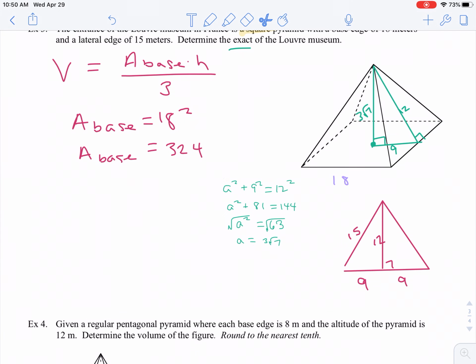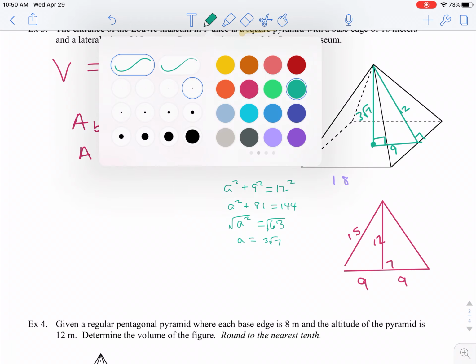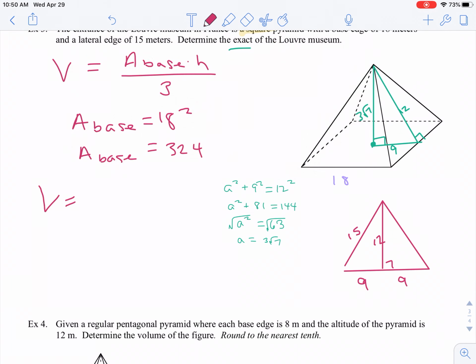Okay. And now I can finish my problem. So volume is going to be the area of the base, which is 324, times the height that we found, which is 3 root 7, all divided by 3. And when I do that, I get 324 root 7, right? These 3's, they're both outside the root, so they can reduce. And then I need a unit, so that is meters cubed.